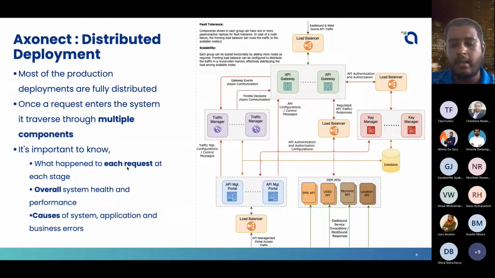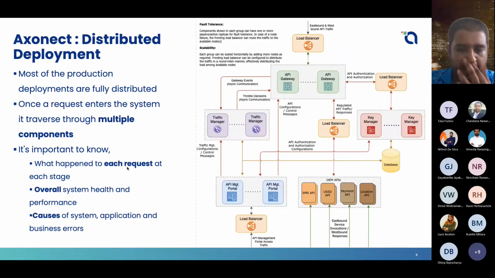And also, what are the causes of errors? There can be errors at the system level, maybe at the application level, or there might be business errors. For example, a business validation might have failed, right? So for that very reason, a request might have been rejected, right? But still you need to be able to find out what really caused that, right? So it is important for us to know all this information in order to keep these systems running in the real world and cater to real customer requirements, and also for operations, to keep the system running smoothly, right?